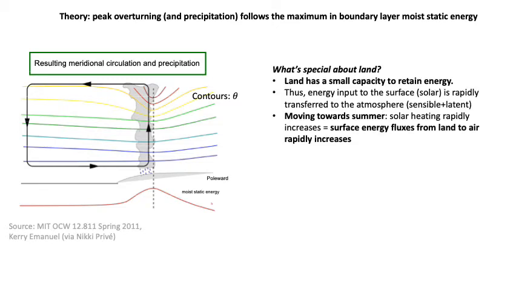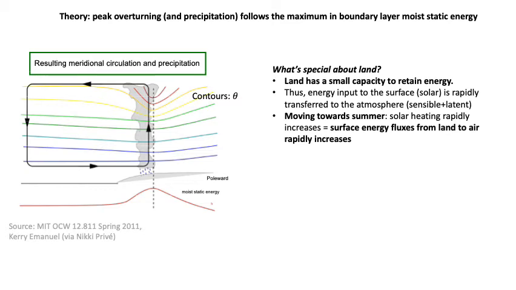So what's special about land? Why does land matter? Land has a small capacity to retain energy. We say a small heat capacity. What that means is that energy input into the surface, say from solar heating, is rapidly transferred to the atmosphere. The land has small storage, and so it's transferred in the form of sensible or latent heat fluxes from the surface to the atmosphere.